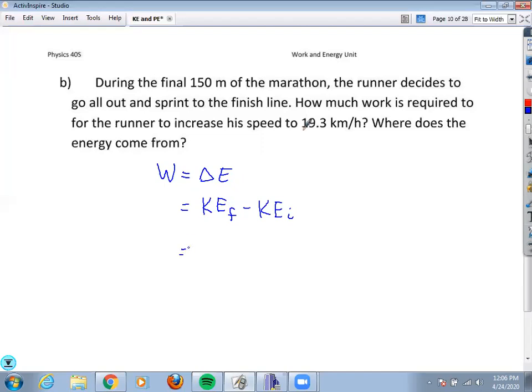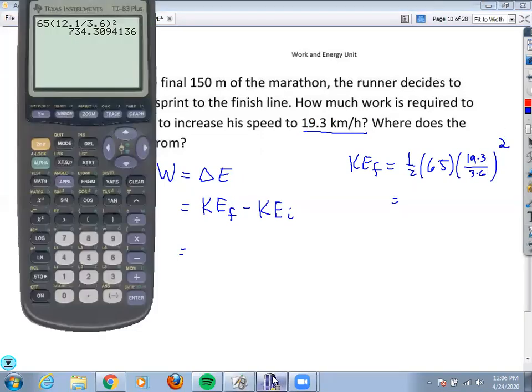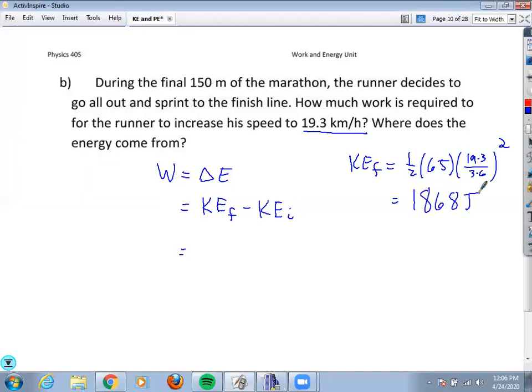So we have to calculate the final kinetic energy using the formula. So we'll solve it over here. KE final equals 1/2 times 65 kilograms times 19.3 over 3.6 for the conversion, squared. So we'll find that value. So 65 times 19.3 kilometers per hour divided by 3.6 for the conversion, squared. And you get 1,868 joules. So that's the final kinetic energy.